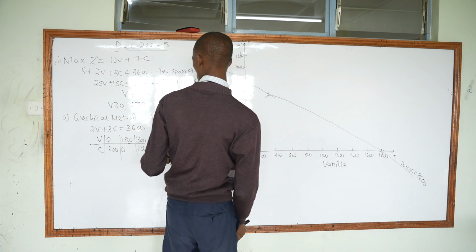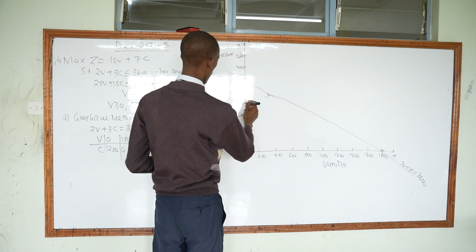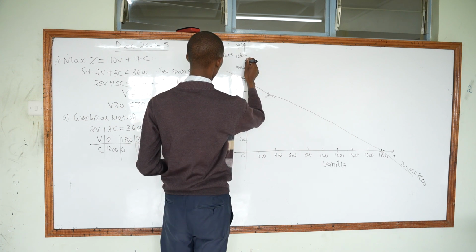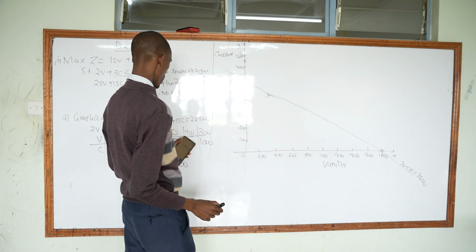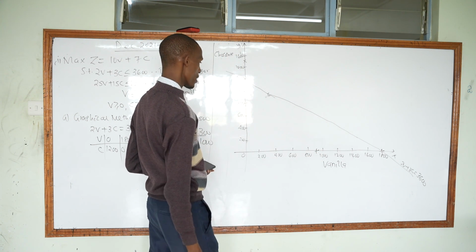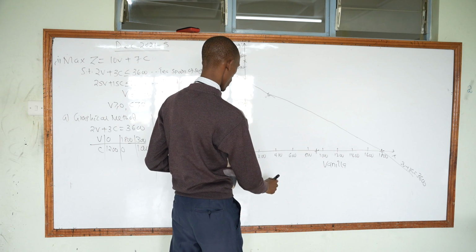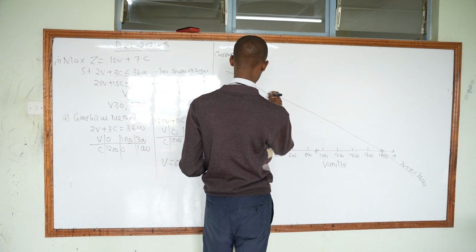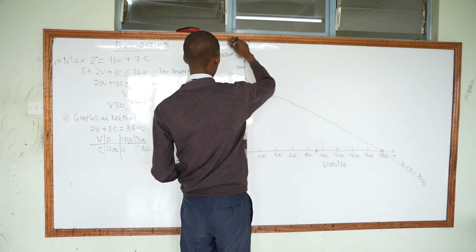Then the other one will be 1500. 1500 is here. Then 900, 0. 900 is between 800 and 1000. Then 300, 1000. So then you join there.